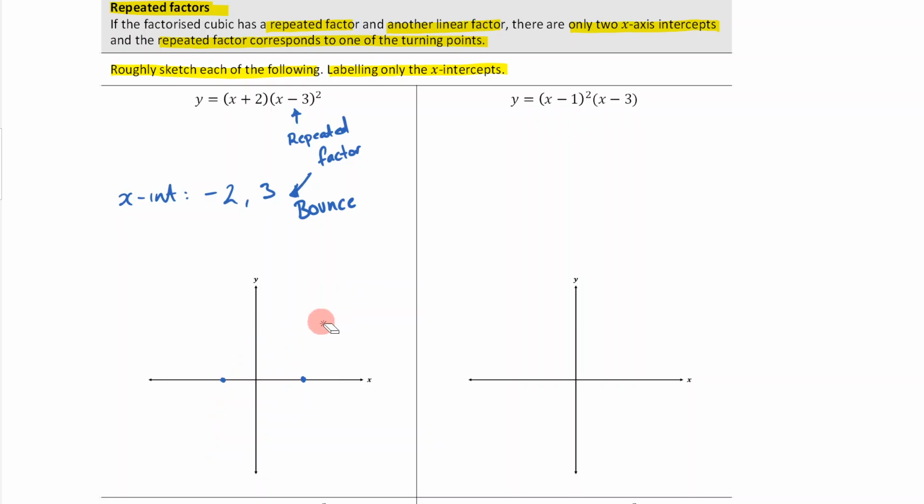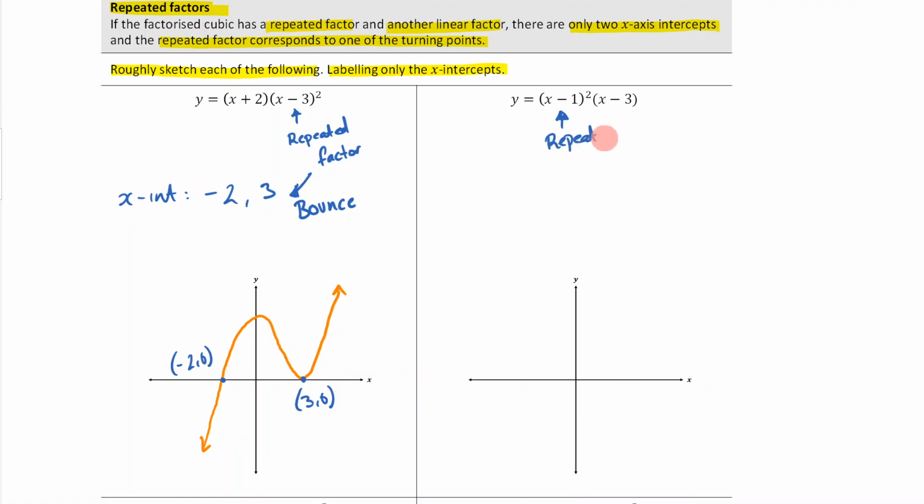Now let's see if I can draw that a bit straighter, but as you can see, I went up and then I bounced. So I bounced at the repeated factor. This one was -2, 0, and this one was 3, 0. And it bounced at 3, 0 because it's a repeated factor.